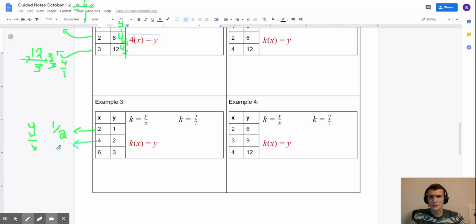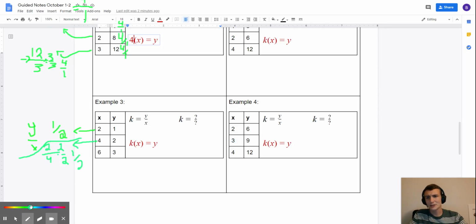Y over x. So we have 2 over 4. I can divide that by 2 over 2 because that's not fully simplified. This becomes 1 over 2. And guess what?